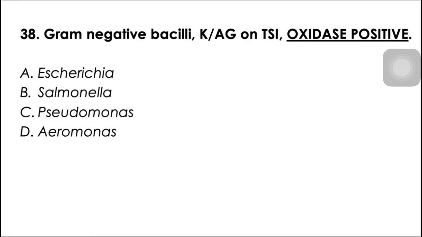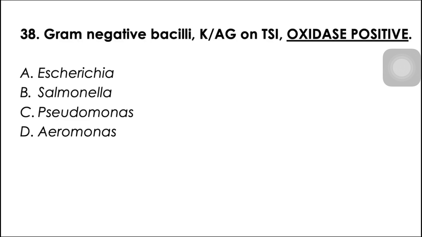Next, number 38, gram-negative bacilli. And then the TSI reaction is K over A with gas on TSI. And this one is oxidase positive. So since this one is oxidase positive, we will cancel the Enterobacteriaceae, which are all oxidase negative. So cancel natin sa letter A, Escherichia. Cancel natin sa letter B, Salmonella. So we are left with letter C, Pseudomonas, or letter D, Aeromonas.